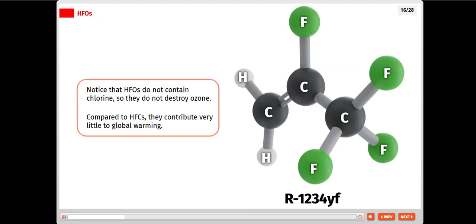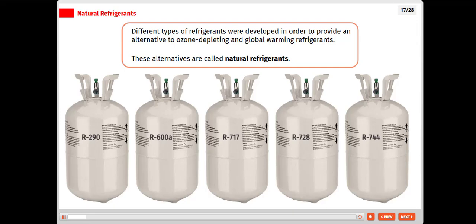Notice that HFOs do not contain chlorine, so they do not destroy ozone. Compared to HFCs, they contribute very little to global warming. Different types of refrigerants were developed in order to provide an alternative to ozone-depleting and global warming refrigerants. These alternatives are called natural refrigerants.